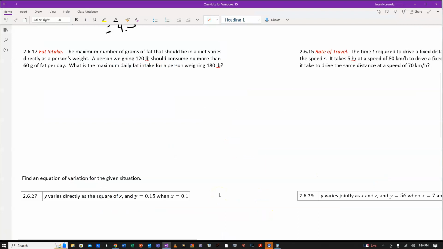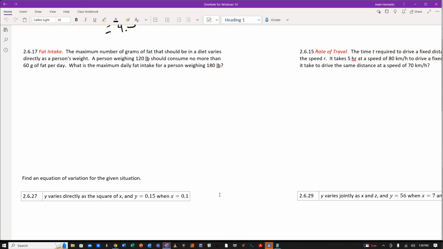This next example, number 17, asks: the maximum number of grams of fat that should be in a diet varies directly as a person's weight. A person weighing 120 pounds should consume no more than 60 grams of fat per day. What would be the maximum daily fat intake for a person that weighs 180 pounds?